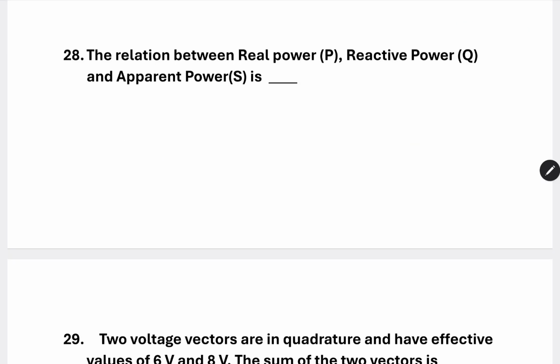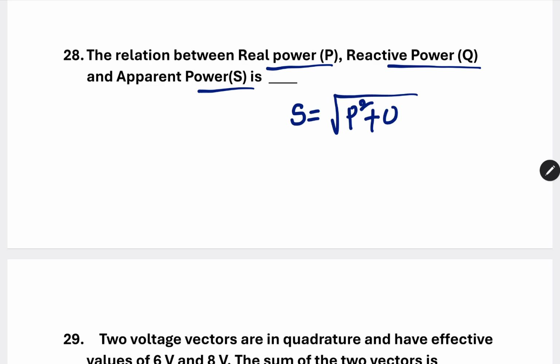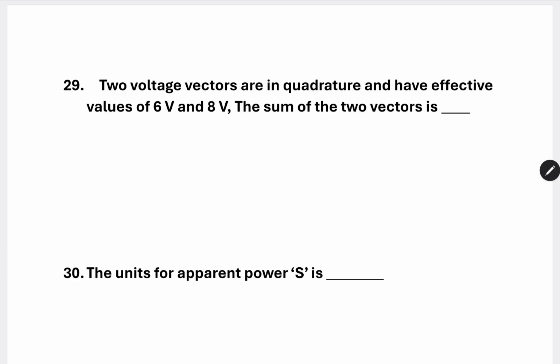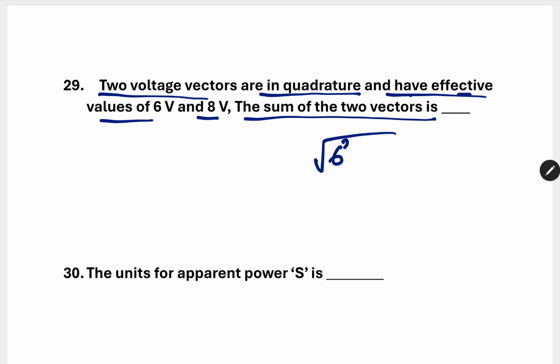Next, what is the relation between real power P, reactive power Q, and apparent power S? The magnitude of apparent power S is equal to the root of real power square plus reactive power square. Next, two voltage vectors are in quadrature, with values of 6 volts and 8 volts. The sum of the two vectors is how much? As they are in quadrature, the resultant vector will be the root of 6 square plus 8 square. So this value is 10 volts.